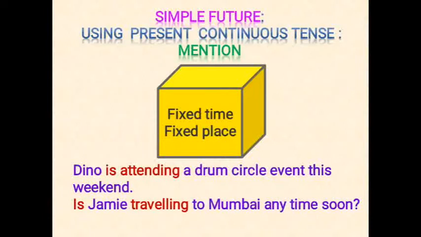When we use the present continuous tense, we mention a fixed place and a fixed time. See this example here. Dino is attending a drum circle event this weekend. Is Jamie traveling to Mumbai anytime soon? These two examples talk about a future plan with a fixed time or a fixed place. Is it not? In these cases, is attending and is traveling are in present continuous tense.